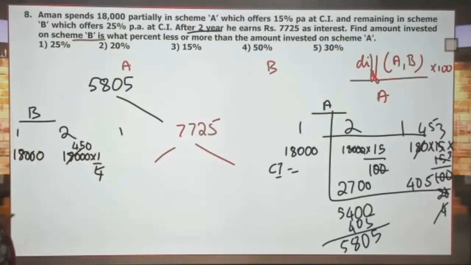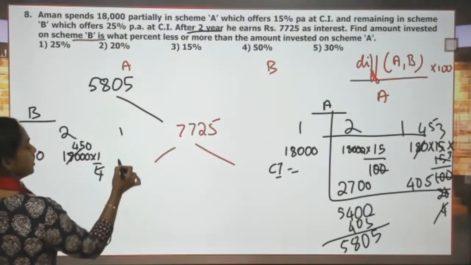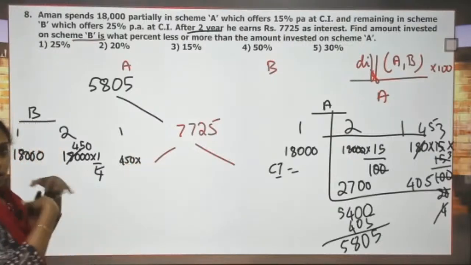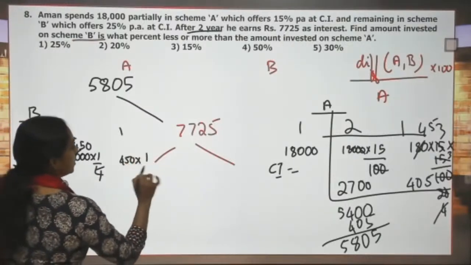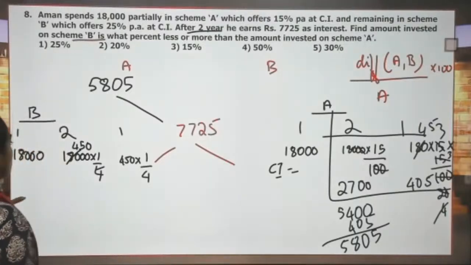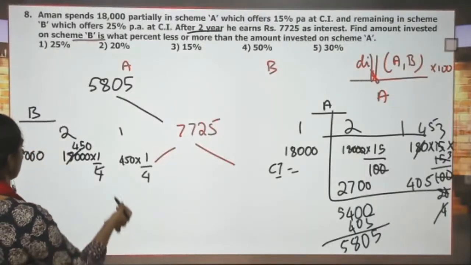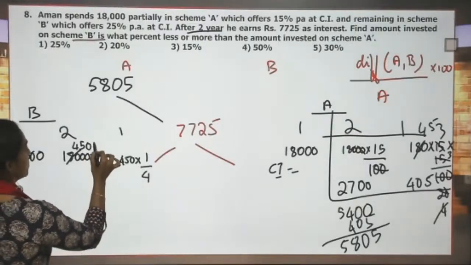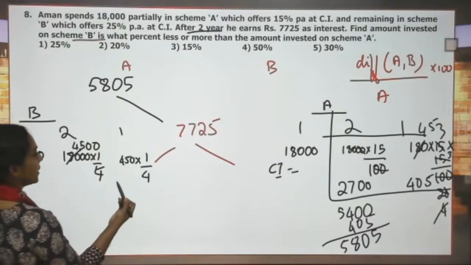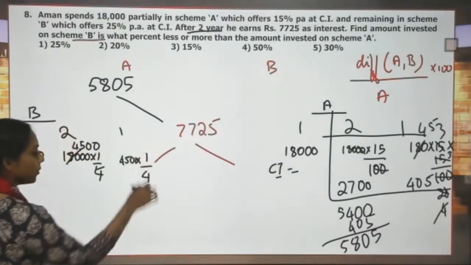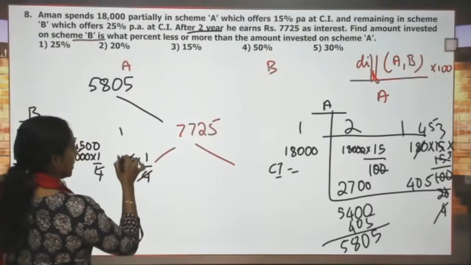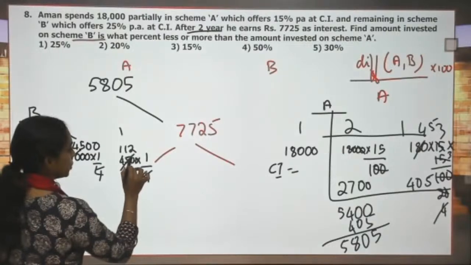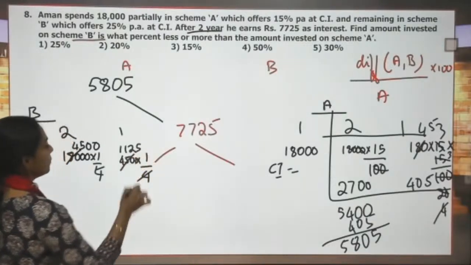4,500. Sorry, this is 4,500. Next, 25% of 4,500 will be 1,125.